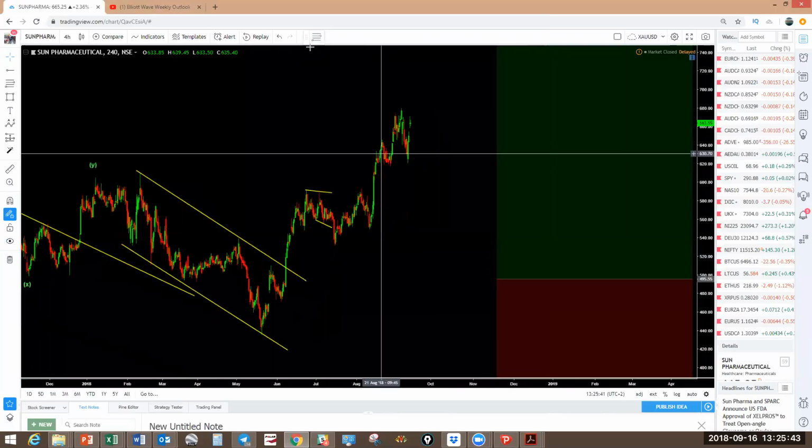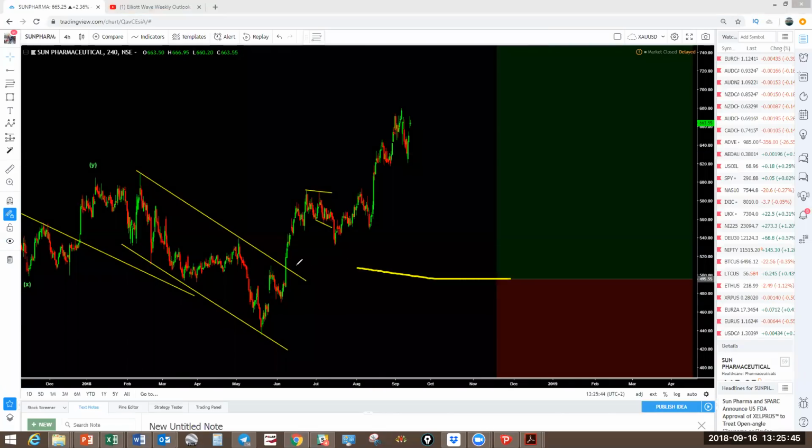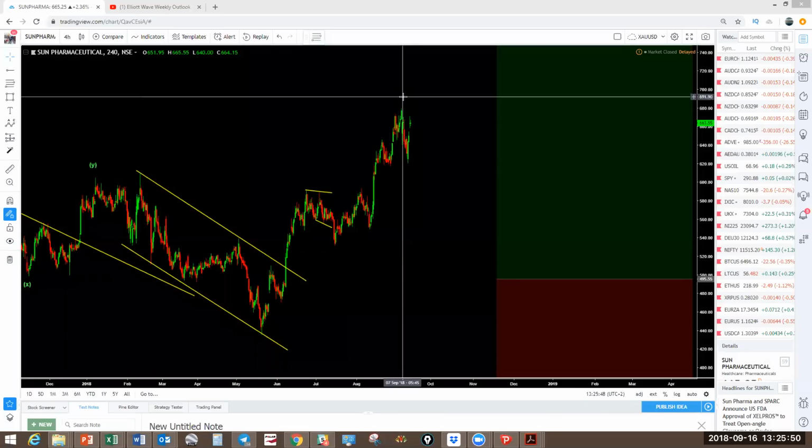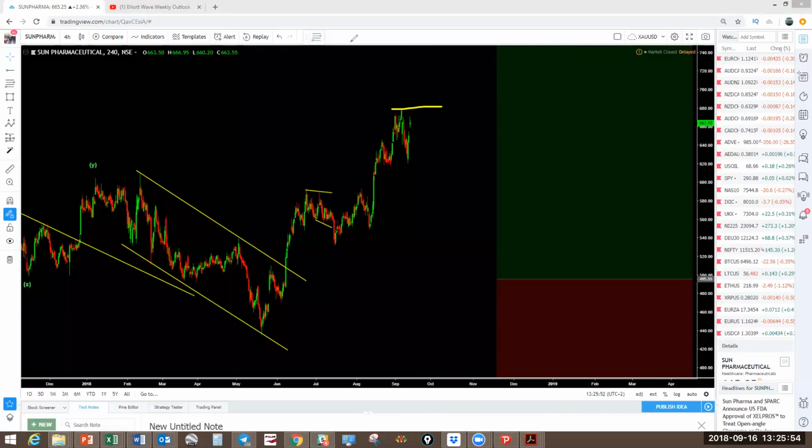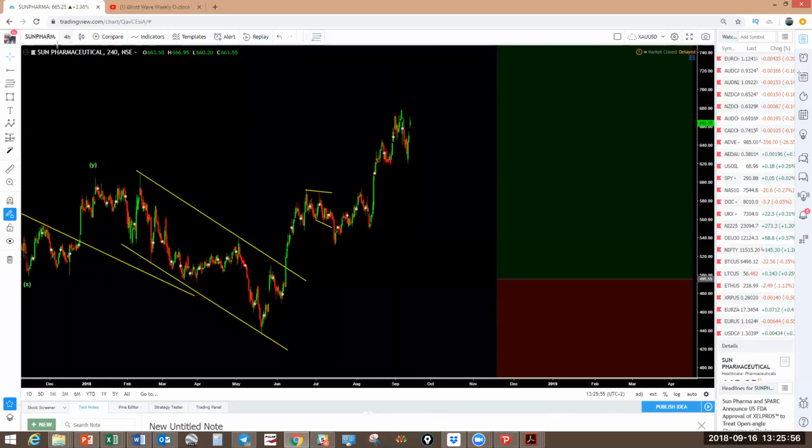So this was the entry point. You can see that's where they entered, and this just keeps pushing higher and higher. And a break above this level exposes even further upside. So the target is still quite far.